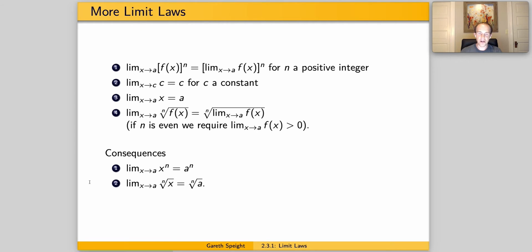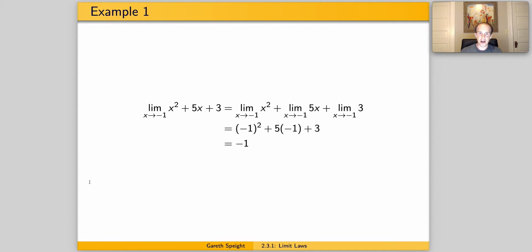So I guess the moral here is that we can calculate limits involving sums and products and differences and quotients and powers by breaking it apart and looking at the limits of the individual pieces instead. And usually the individual pieces are simpler than looking at the whole expression by itself. So if you're faced with a complicated looking limit, see if you can break it down into the individual components. So let's look at a couple examples.